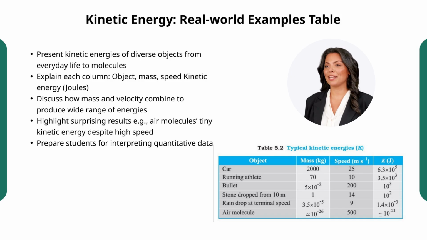This wide range demonstrates how combinations of mass and velocity determine kinetic energy magnitude. Understanding these numbers helps us appreciate energy in real-world systems, from sports to nature to machines. Next, we'll work through an example, applying this formula to a bullet's motion with energy loss.